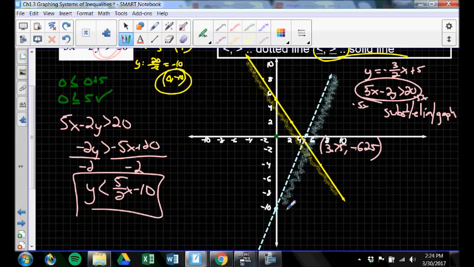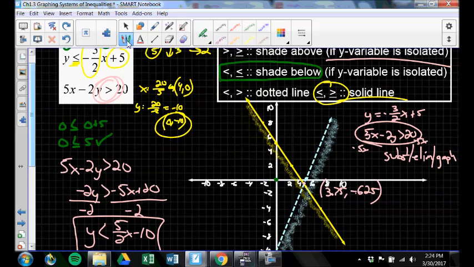below this line. I also could have plugged in the point 0, 0. If I plug in 0, 0, I get 0, you can barely see that, so I'll go back to my pen. 0 minus 0 is greater than 20, and that is not true, so I would not shade this point, so I would instead shade this side of the line over here.